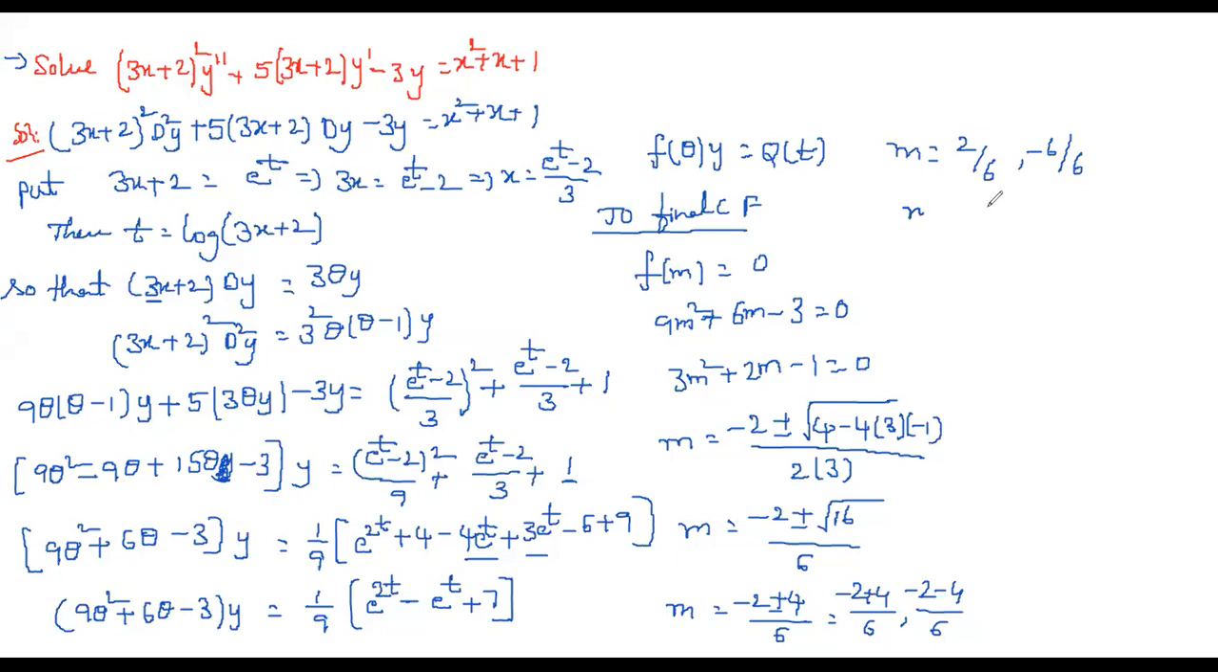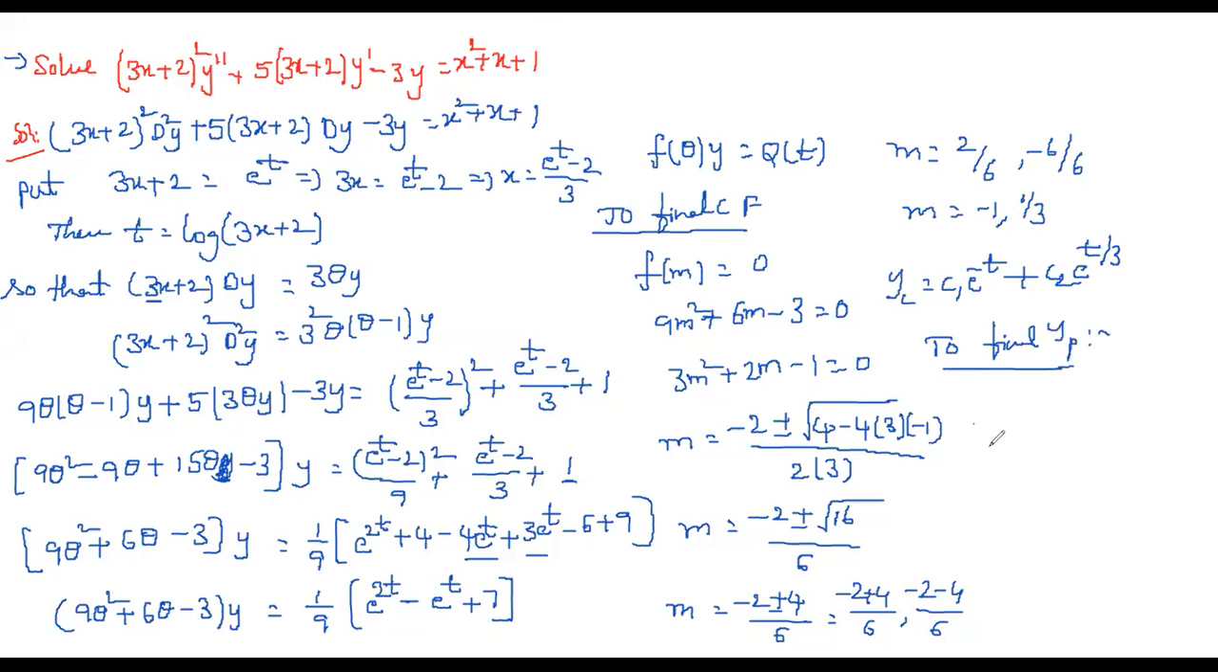So the roots are real and distinct. This is minus 1 and this is 1 by 3. The complementary function is c1 e power minus t plus c2 e power t by 3. Okay. Now we need to find the particular integral yp.